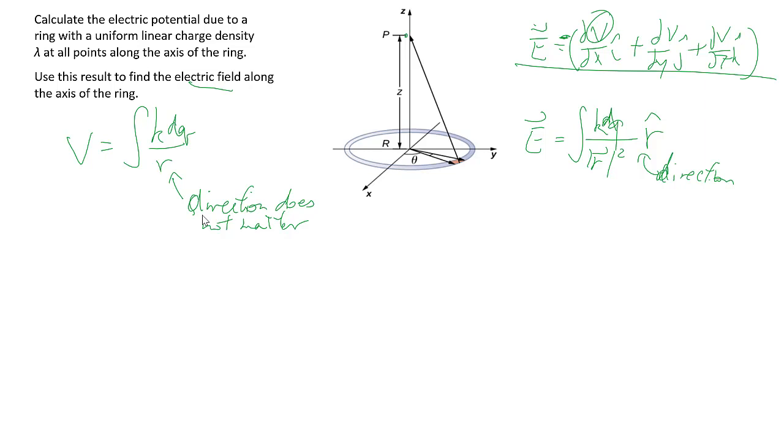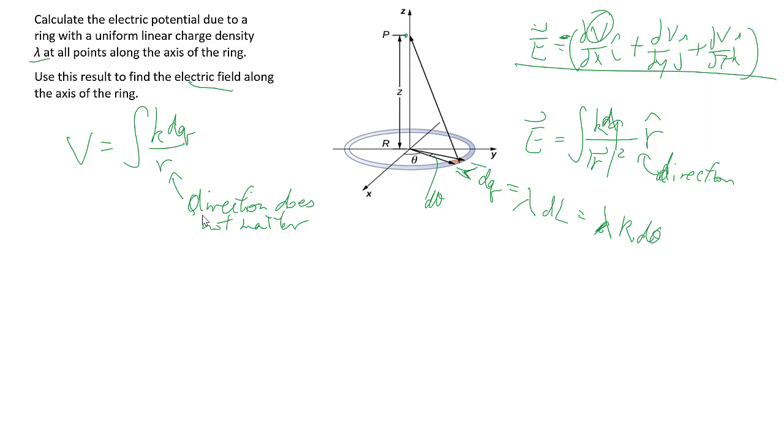Again, we're going to treat this ring as a bunch of point charges. So this point charge here with little dq, it's our job again to find out how big that dq is. In this case, they give us a linear charge density. So it's lambda times the little bit of length. In this case, the length is given by the arc length, which is r d theta being this little bit. And that informs us that we're integrating with respect to theta.